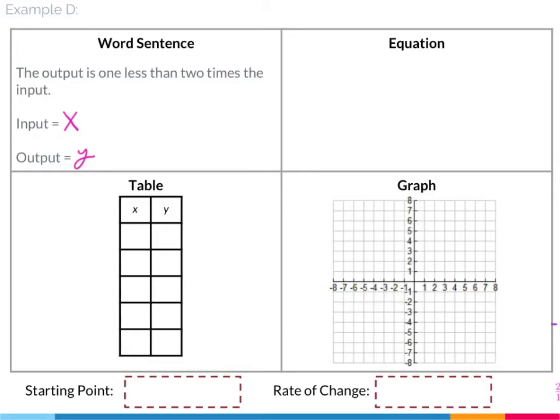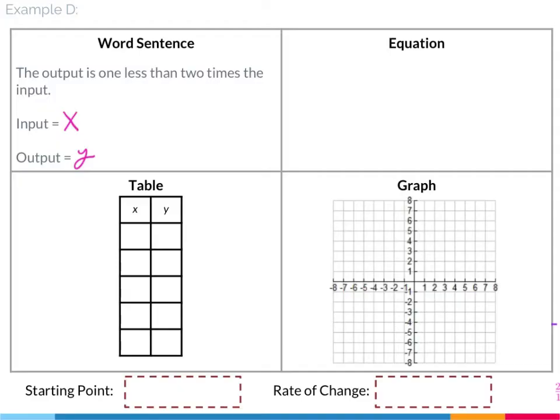Now that we've got our word sentence, let's see what else we can make. So it says the output is 1 less than 2 times the input. So taking that information, we need to see what else we can make. Now usually we would start at our starting point and our rate of change. And we can do that as well inside our word sentence here. So when it says the output is 1 less than 2 times the input, we can actually use that to make our equation first, which will help us identify our starting point and rate of change.